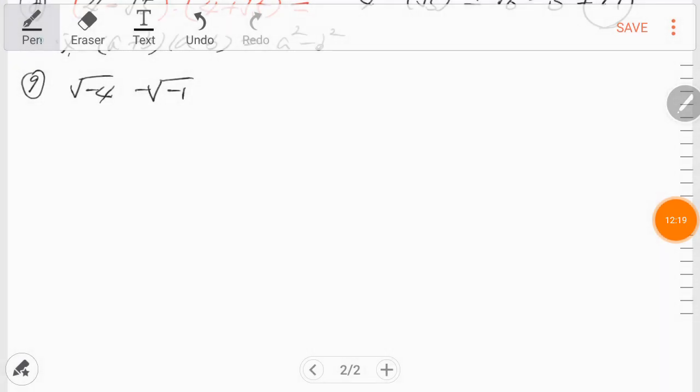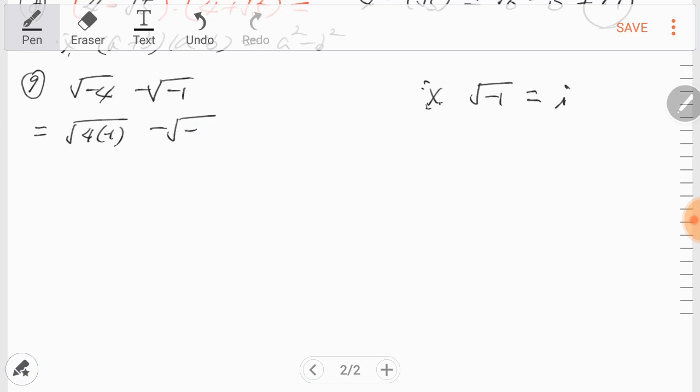Okay, this is a complex number, imaginary solution. Whenever you have a negative value inside the square root, this is equal to what? The imaginary unit i. So let's convert this one into the imaginary unit i. Negative 4 is 4 times negative 1, and this is just negative 1. So square root of 4 times square root of negative 1 minus square root of negative 1.